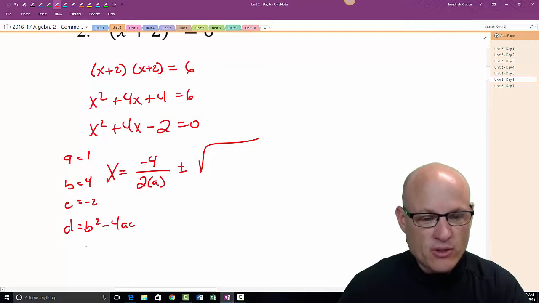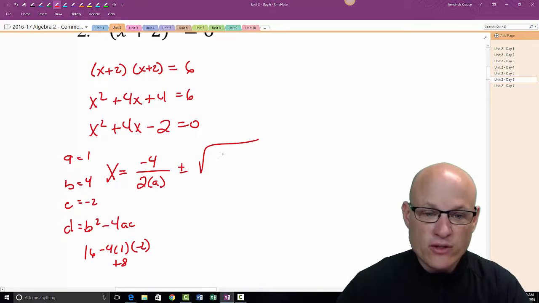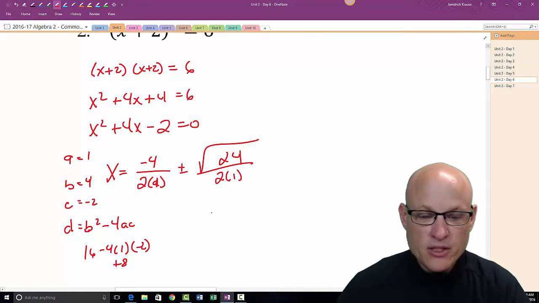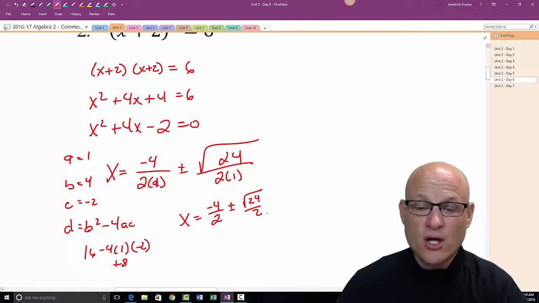B squared is 16 minus 4 times 1 times negative 2. This is really plus 8, so this is 24. Oh, this should be just 2 times 1 over 2 times 1 again. So this gives me x equals negative 4 over 2 plus or minus the square root of 24 over 2.